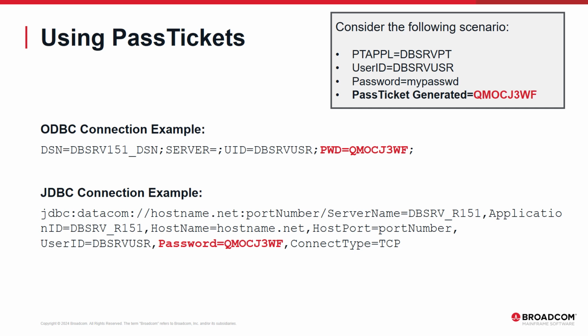Here are examples of how to use PassTickets when making a connection with Datacom Server. In this scenario, the PTA-PPL is set and a PassTicket was already generated prior to connection. For both ODBC and JDBC, you see that the password, or really the generated PassTicket value of QMOCJ3WF, is being used instead of the user ID's actual password.